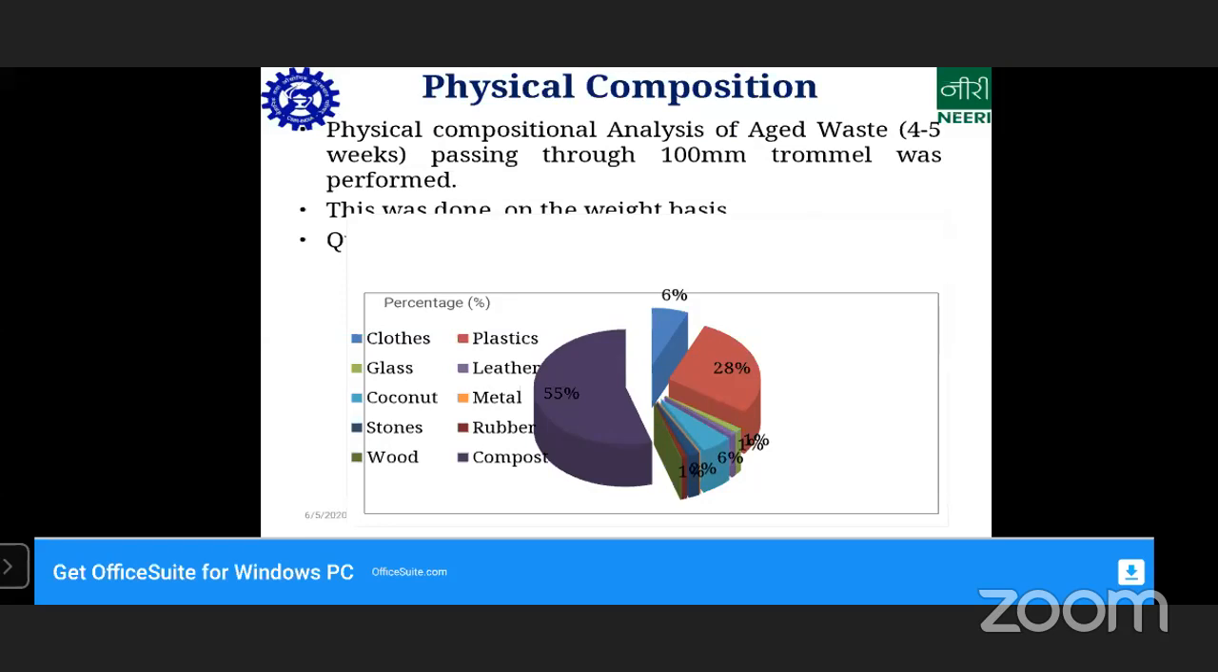So this is why the physical composition is important. We have to know how much organic component is there, so that we know how much compost can be generated out of it. And before sending it to the landfill, we should also have an idea of how much paper, plastic, and textile is there, so that it can be converted into other useful products, such as refuse derived fuel, etc.